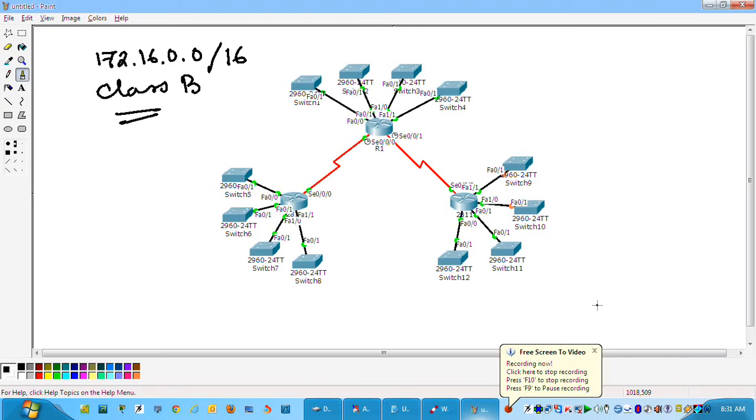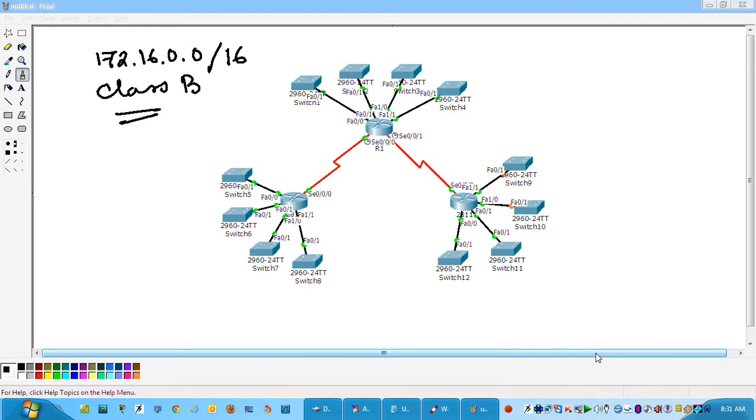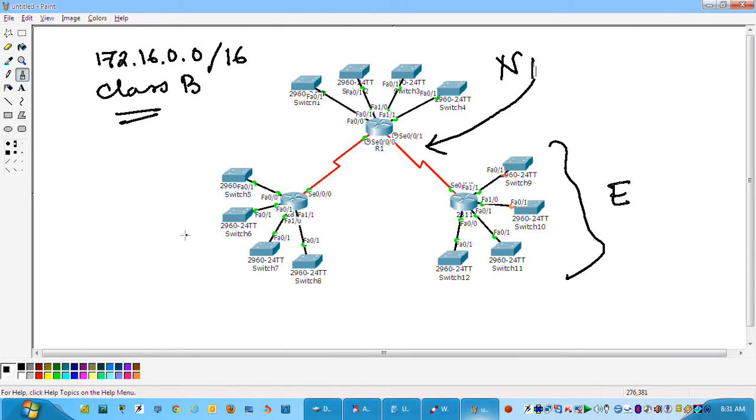Today I'm going to demonstrate the subnetting concept with a case. For example, ABC is an organization which has three different offices. One is in the north region, this one is the east region, and this one is the west region. They have given a class B IP address, 172.16.0.0/16. You need to do subnetting on this class B IP address.